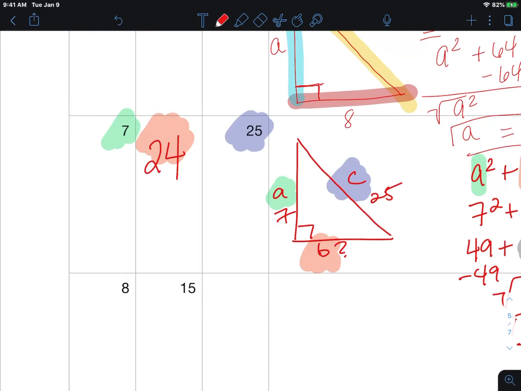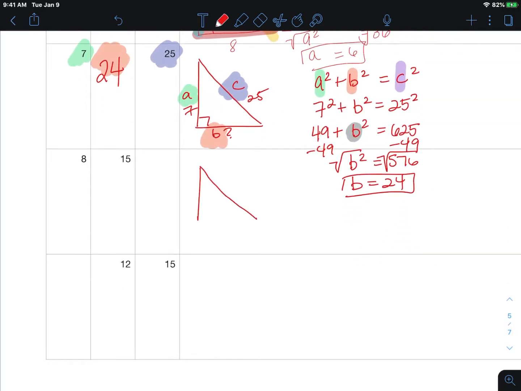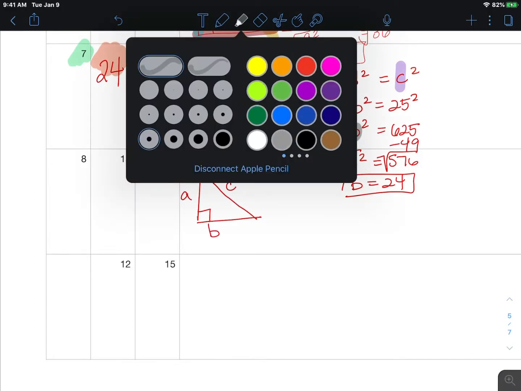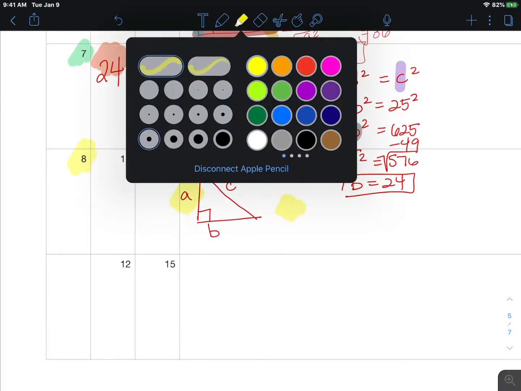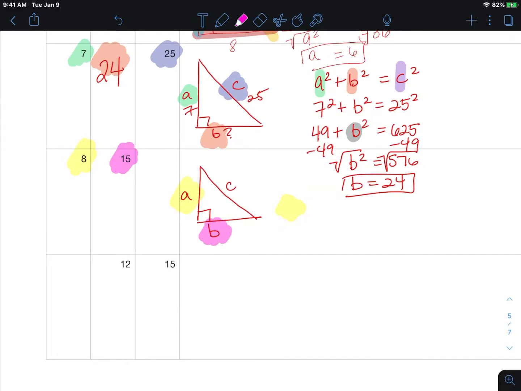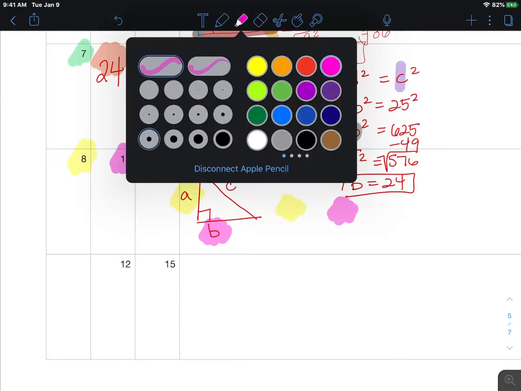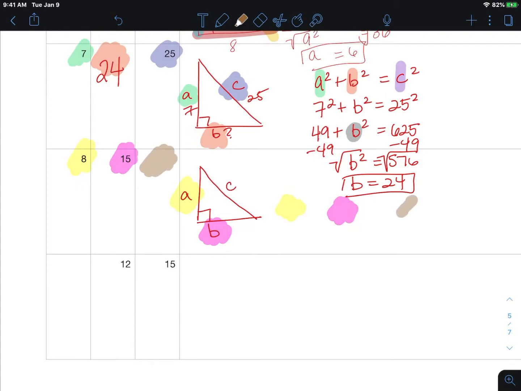All right, next one. So let's first draw a triangle, 90 degrees. I'm going to label my sides. So A, B, and of course, C. So my A is 8, my B is 15, and I have no idea what my C is. Let's go ahead and write those in. 8 squared plus 15 squared equals C squared.